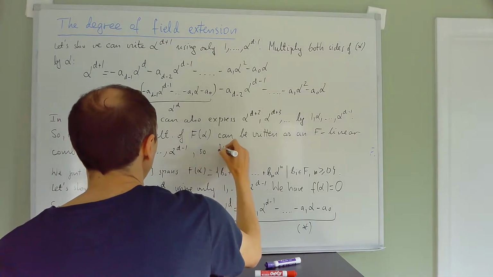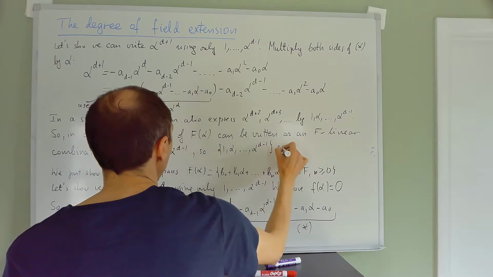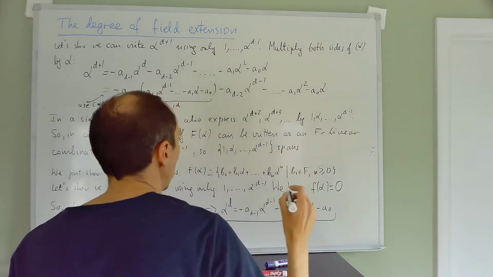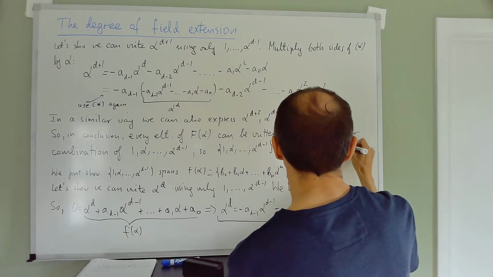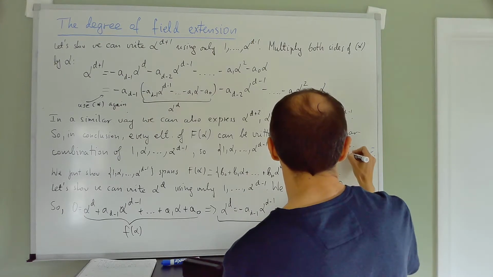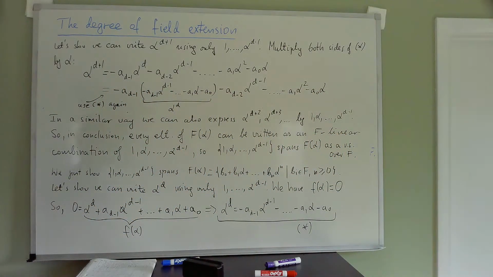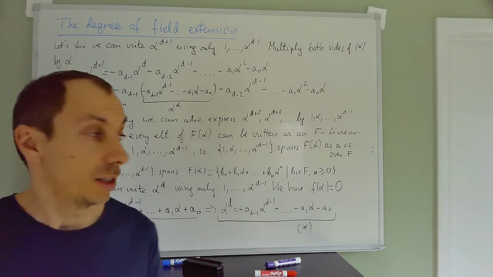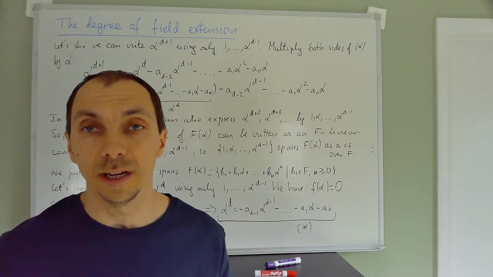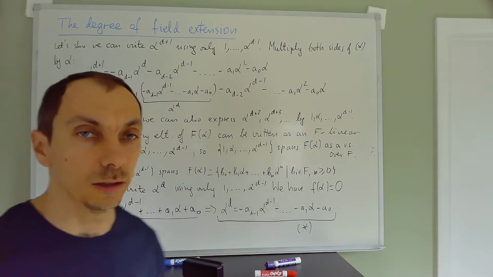So this set spans F of alpha as a vector space over F. Okay, so this proves that this set spans F of alpha as a vector space over F. What remains to be proven is that it's linearly independent.